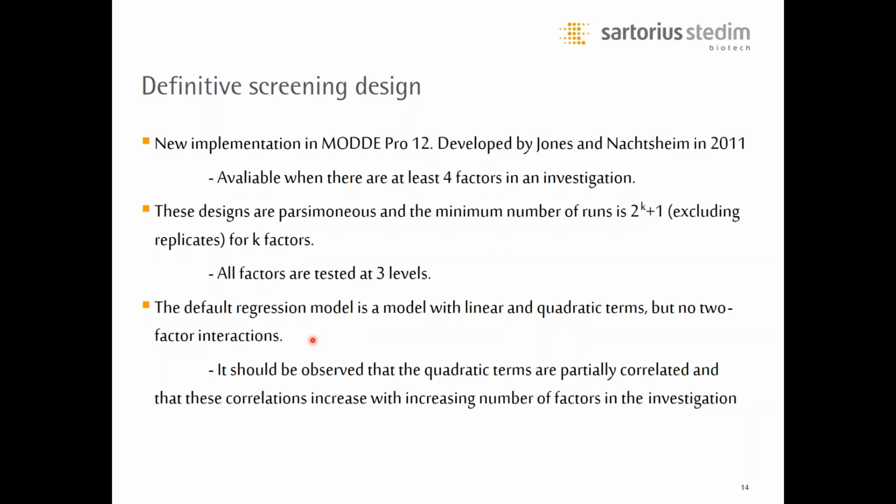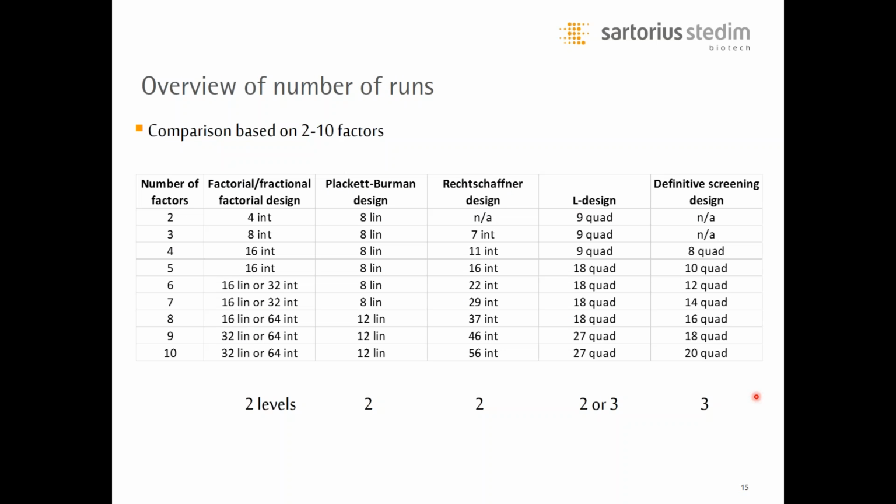And the default regression model is a model with linear and quadratic terms, but no 2-factor interactions, because they will be heavily confounded. And one should also know that the quadratic terms are partially correlated with these designs, and these correlations get worse and worse the more factors you have in the DOE. We will look into a series of correlation matrices where we will look at how different terms of the models are correlated or uncorrelated. Here on this slide we see a little overview as far as the number of runs is concerned, and I will come back to this slide. It is duplicated and is coming back towards the end of the presentation.